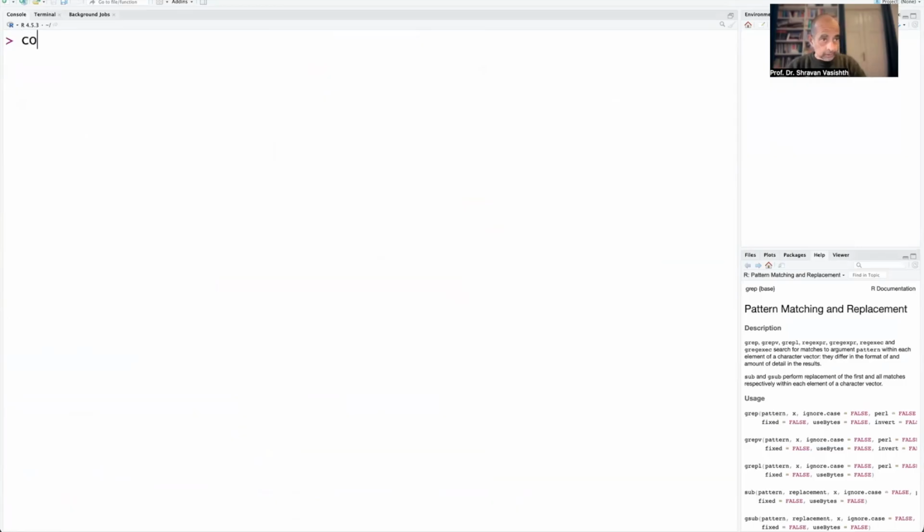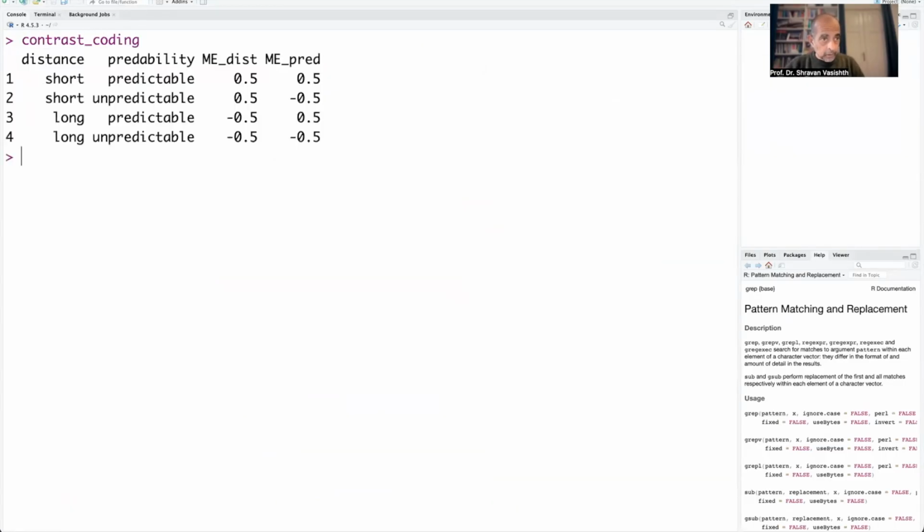So what I have is, I'll show you what I have. Contrast underscore coding. What I've created now is a data frame that has a column which is the same name as in the original data frame containing the real data, and a second column containing the second factor. So these are the two factors with their levels, but there's only 4 rows, right? I'm just putting in distance short or long, and predictability, predictable and unpredictable. Fully crossed. You see this? This is fully crossed design. Each combination of each factor level is represented here in these 4 rows.